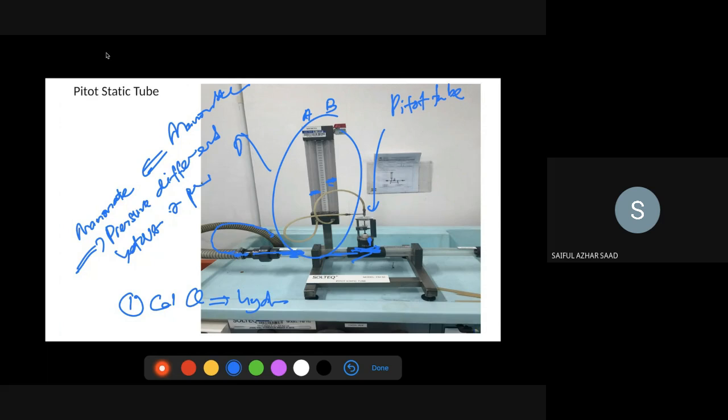By measuring the difference in height between point A and point B, you can calculate the difference in pressure between point A and point B, which is equal to rho multiplied by g multiplied by h, which comes from chapter number 2.